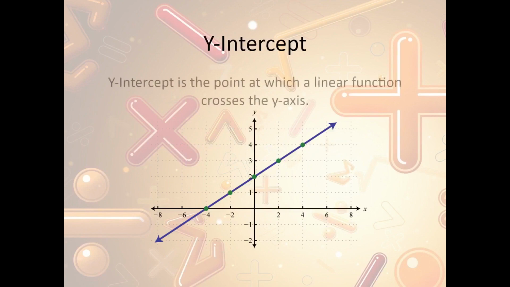The y-intercept is the point where the linear function crosses the y-axis. So we have a line here, and we can see that the y-axis goes here. So where do they intersect? Well, they intersect right there. That is what we call the y-intercept. So in this case, our y-intercept would be 2.